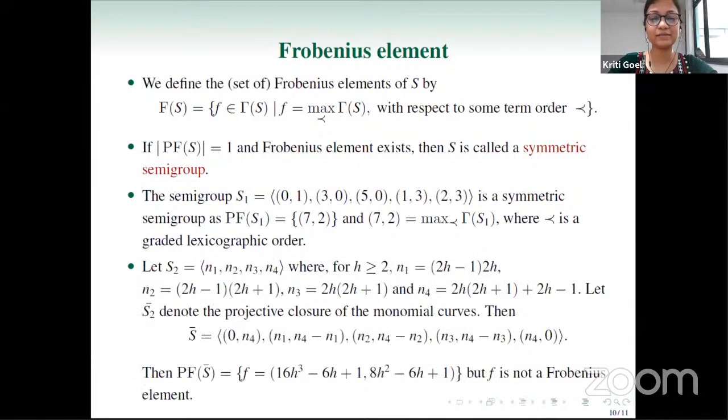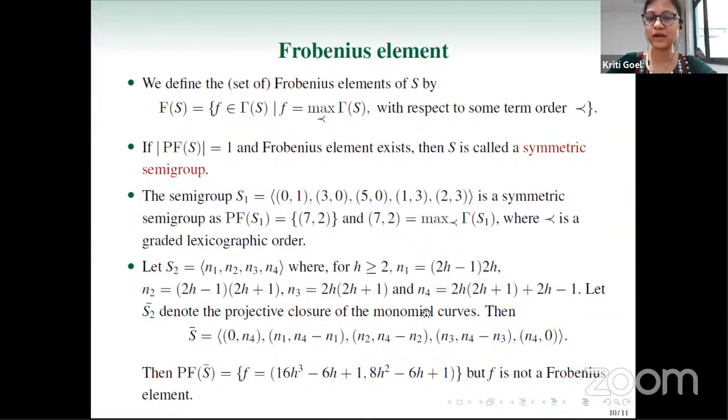But we do have an example where the cardinality of the set of pseudo-Frobenius numbers is 1, but the existence of the Frobenius element is not true. And this is what we have as an example. This is really the Bresinsky curve, S2. I'll just quickly recall how it was defined. So we have a curve which is generated by 4 elements. And how it is defined: for h bigger than or equal to 2, we have these 4 elements n1, n2, n3, and n4.